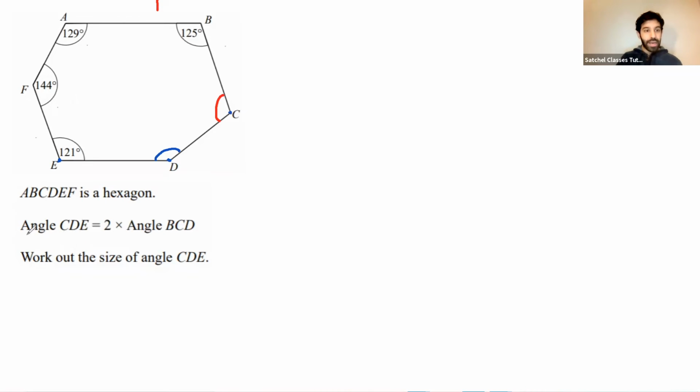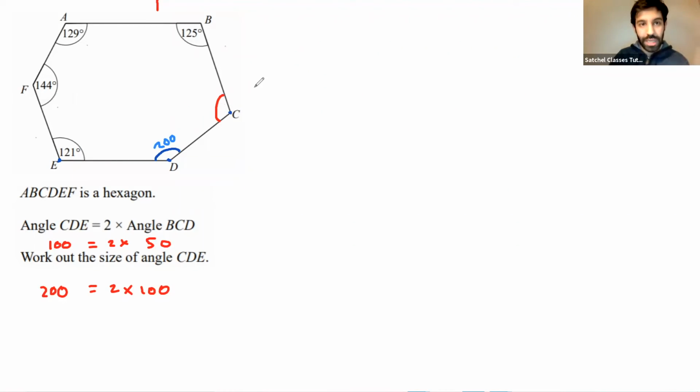So if, let's say, just to make sense of this bit here, because this bit can be a bit confusing, if angle CDE is 100 degrees, well, BCD will have to be 50, because 2 lots of 50s will make 100. Likewise, if this angle CDE was, say, 200, the angle BCD is going to be 2 times 100. So essentially, this angle here is twice as big as this angle over here.